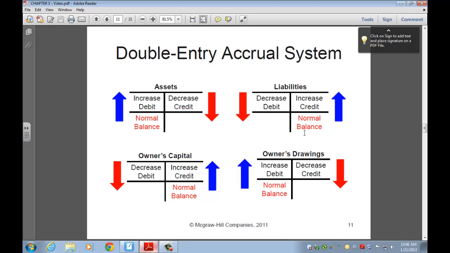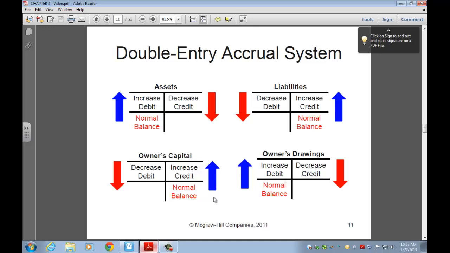Liabilities, on the other hand, are, as we know, on the other side of the basic accounting equation, and therefore they are credit accounts. So their normal balance would be on the credit side. An increase in liabilities is represented by a credit, and a decrease is represented by a debit to the account.